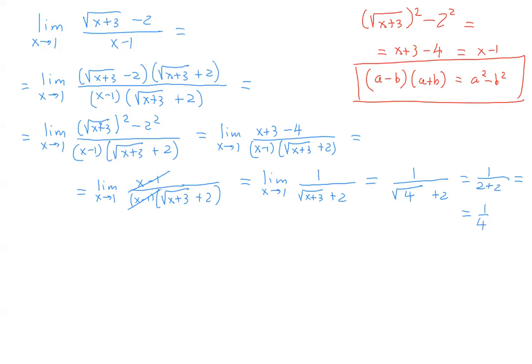Okay, a very nice little example. Again, we call this the conjugate quantity trick. And let's do one more such example. So let's try to find the limit as x tends to 3 of square root of x plus 6 minus 3 over, let's say, x squared minus 9. Okay, let's consider this.